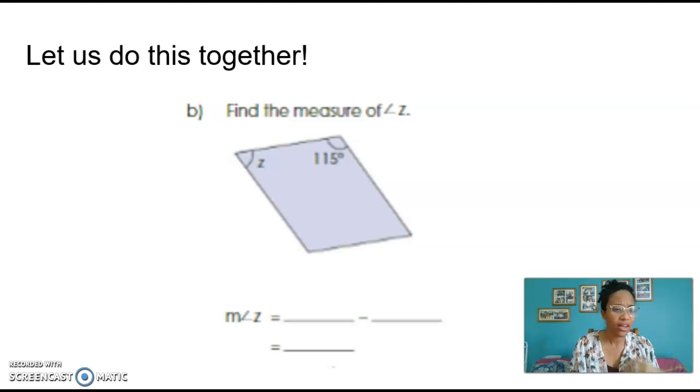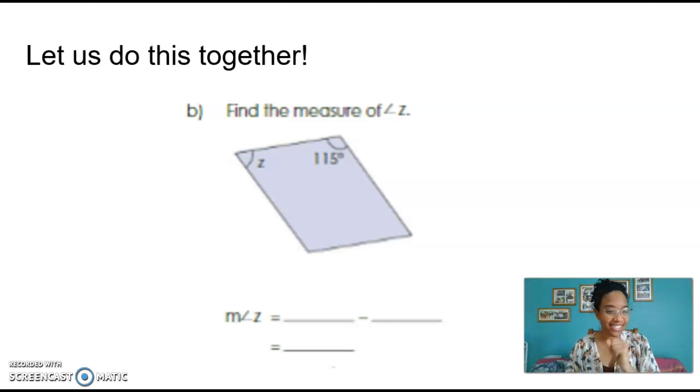80 minus 15. Now you can break this down to a next step if you need to. 80 minus 10 gives you 70. Right? And now 70 minus 5 gives you 65. Or if you can do 80 minus 15 in your head, 80 minus 15 gives you 65. So the measure of angle z must be 65.